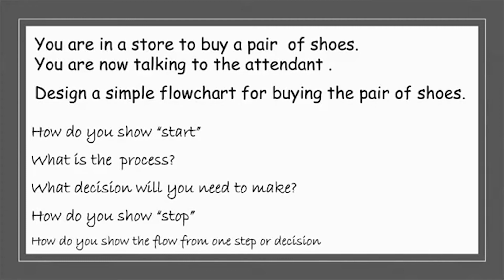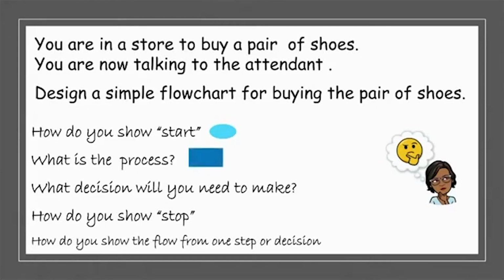So let's look at going to start. Let's start. That's our start. What's our process symbol? Yes, that's a rectangle. The decision symbol, the stop symbol, and then the arrows. Okay?